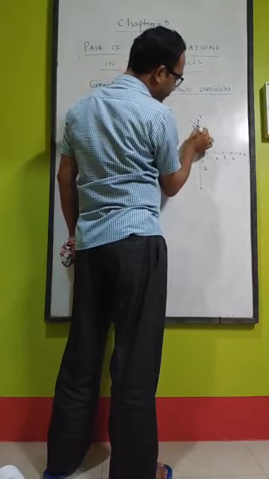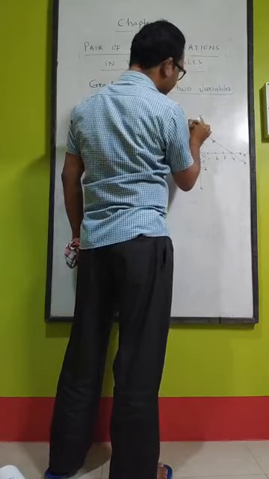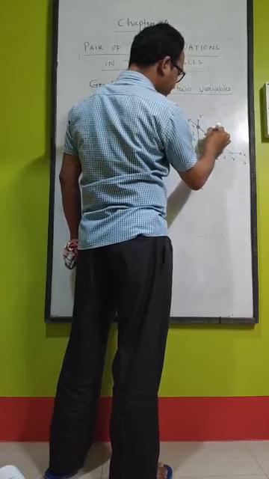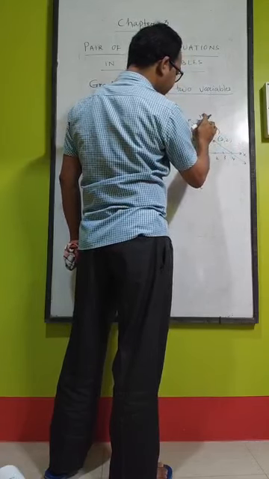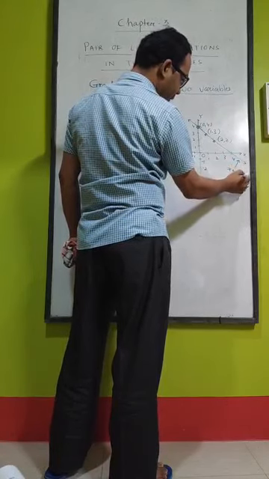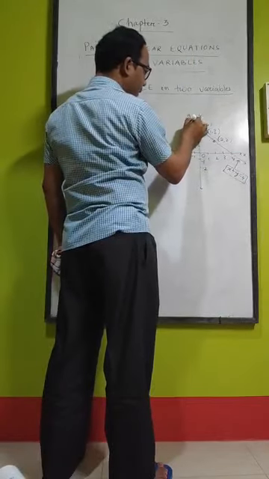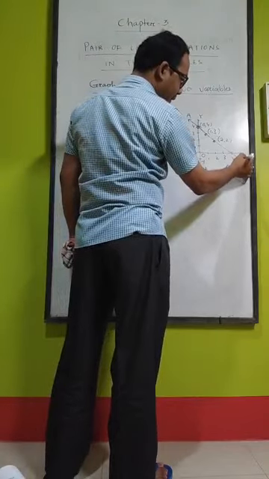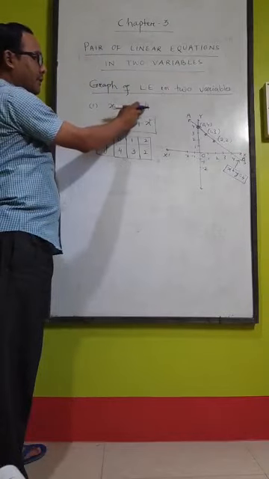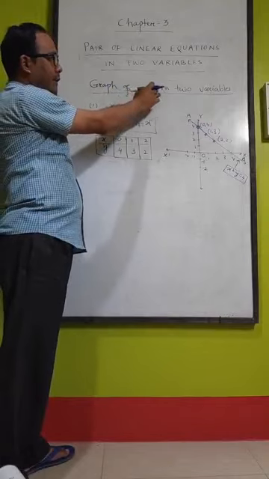Then after joining, we will get a straight line passing through the points (2, 2), (1, 3), (0, 4). And whose graph is this? x plus y is equal to 4. So what we observe is that this line AB represents the graph of this equation x plus y is equal to 4. This is only for one linear equation in two variables.